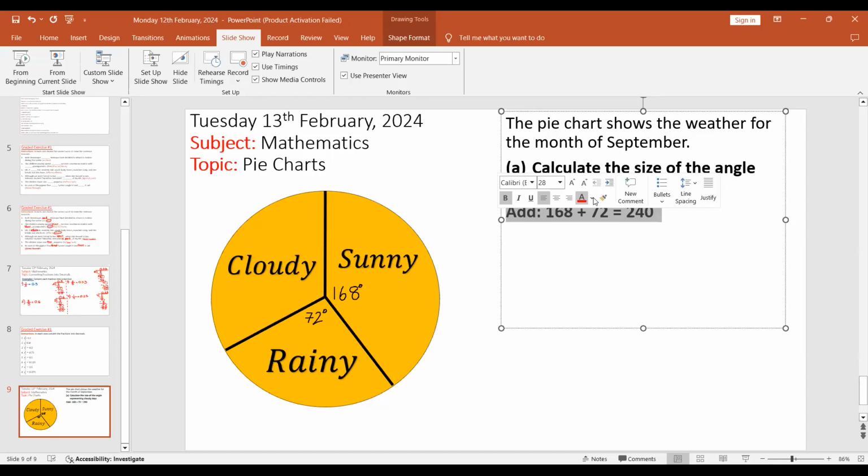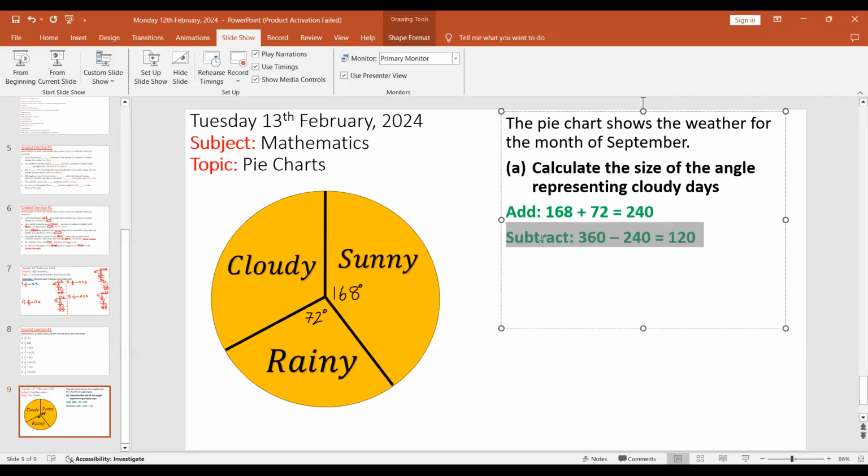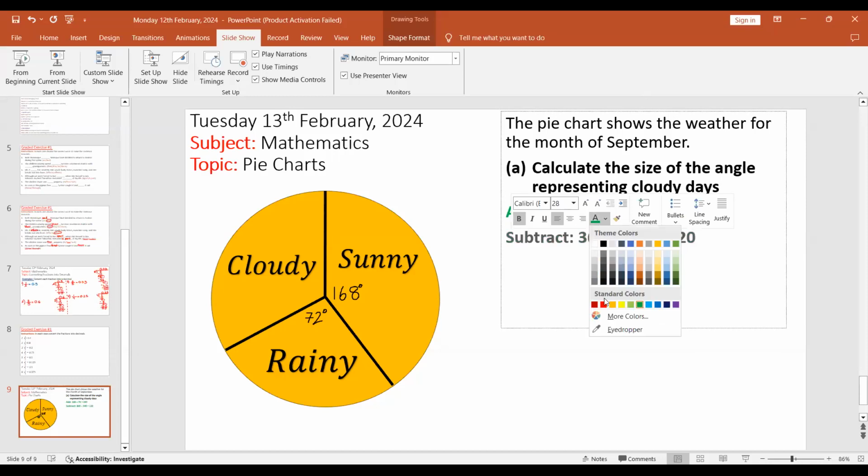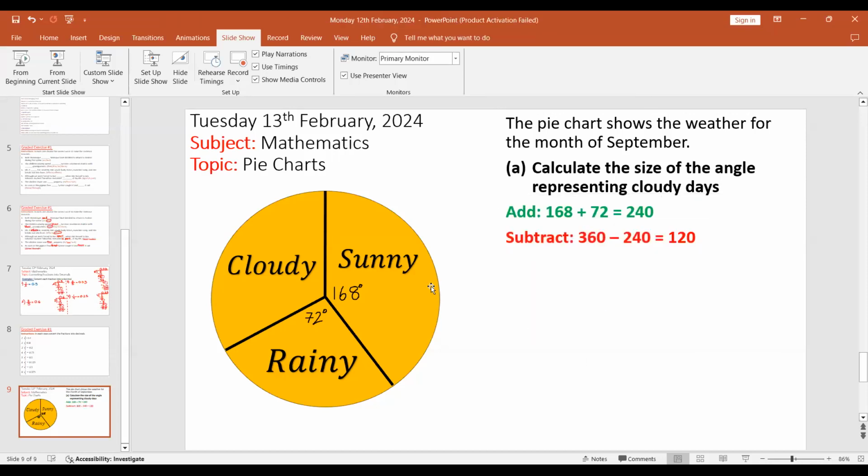Let me put that in green. And then we're gonna subtract. So that's gonna be 360 minus 240. And so 360 minus 240 is going to give you what? 120. And so what that means is the angle representing cloudy is how many degrees? 120 degrees. Very good, 120 degrees.